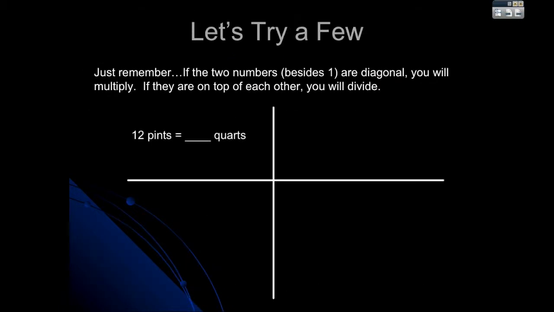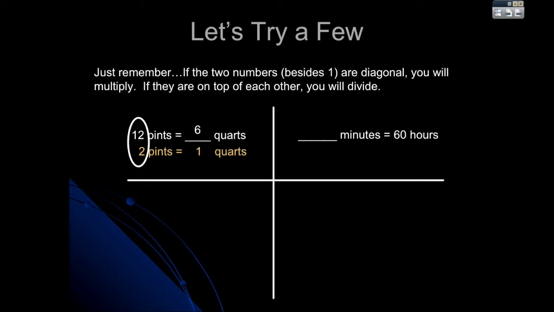Okay, so 12 pints equal 1 quart. Is that right? No, 12 pints don't equal 1 quart. How many pints are in 1 quart? Everybody? 2. So 2 pints equal 1 quart. The numbers are on top of each other. If they're on top of each other, what do you need to do? Divide. So 12 divided by 2 is 6. Make sure you write it down so you have examples when you do your math tonight. Otherwise, you get to rewatch this whole video again.